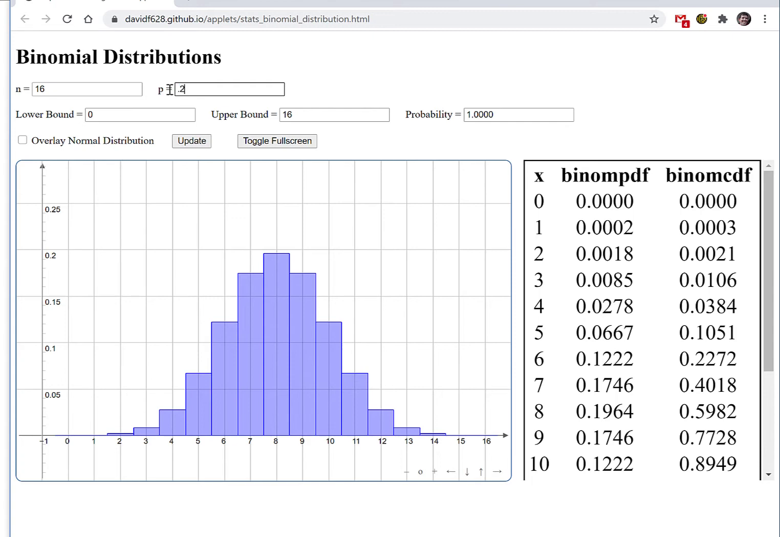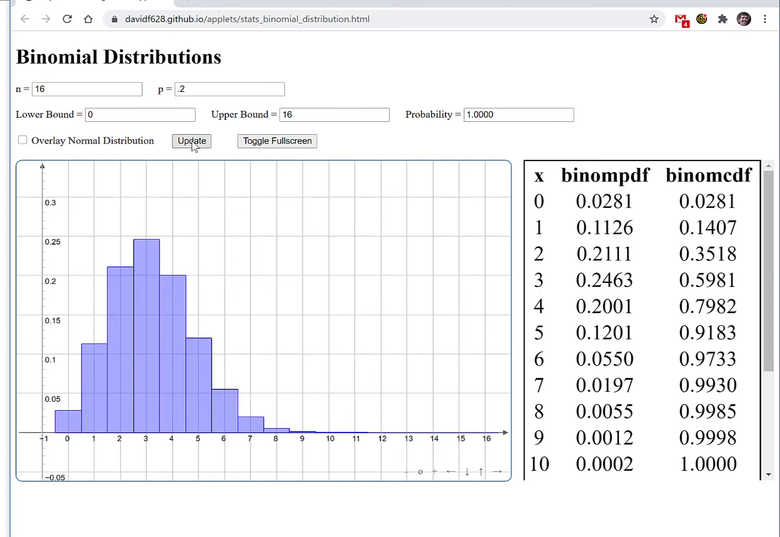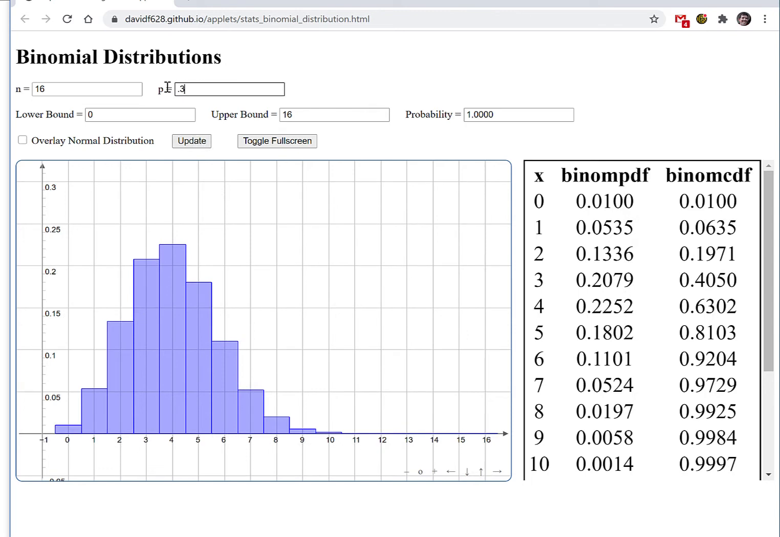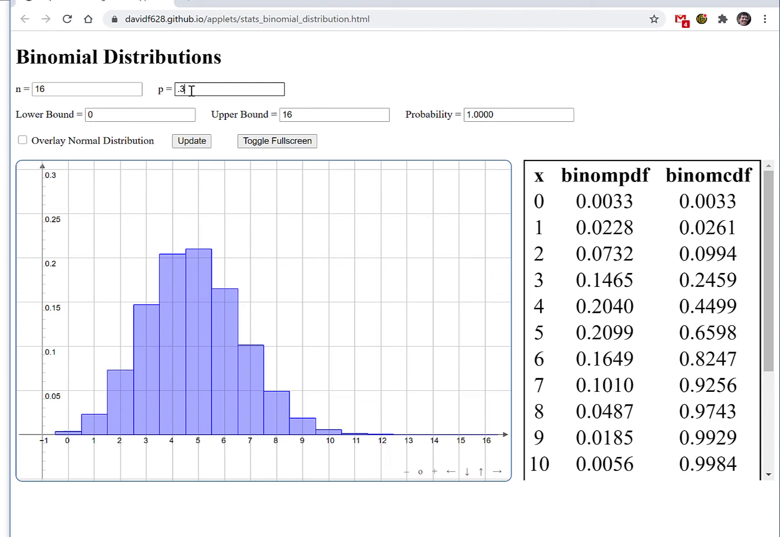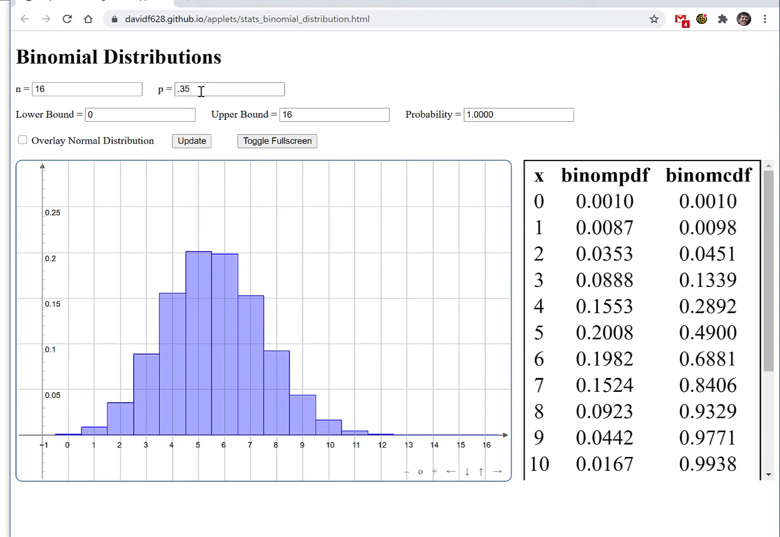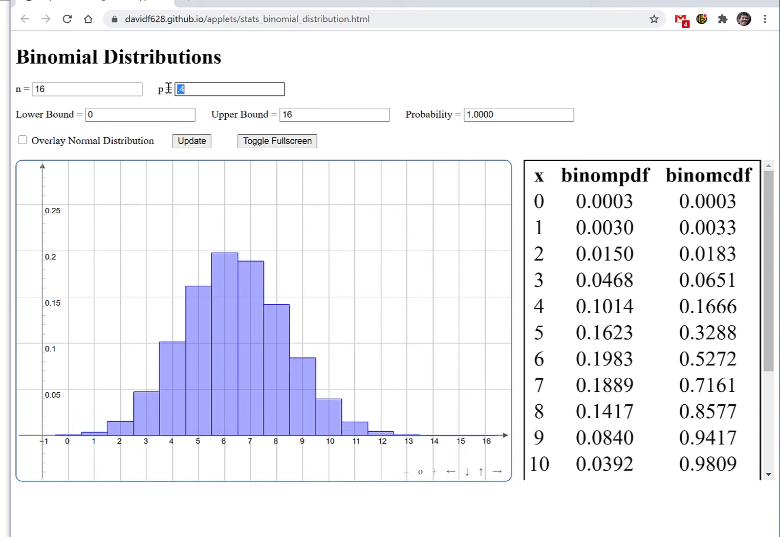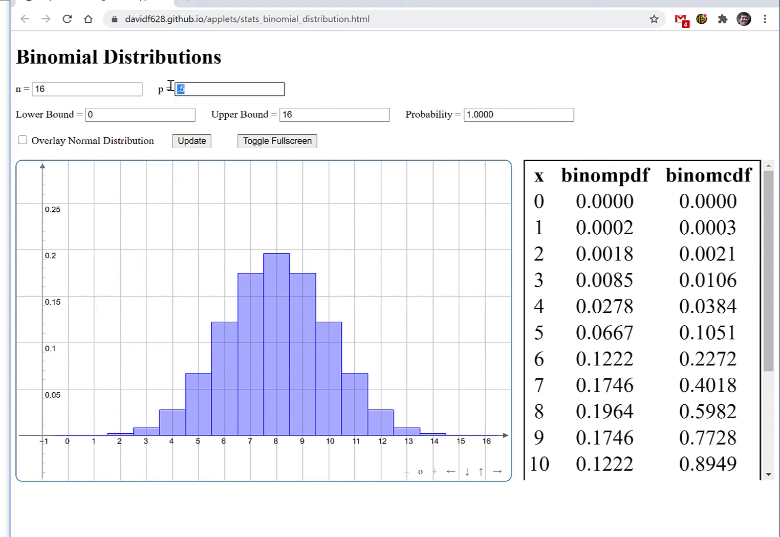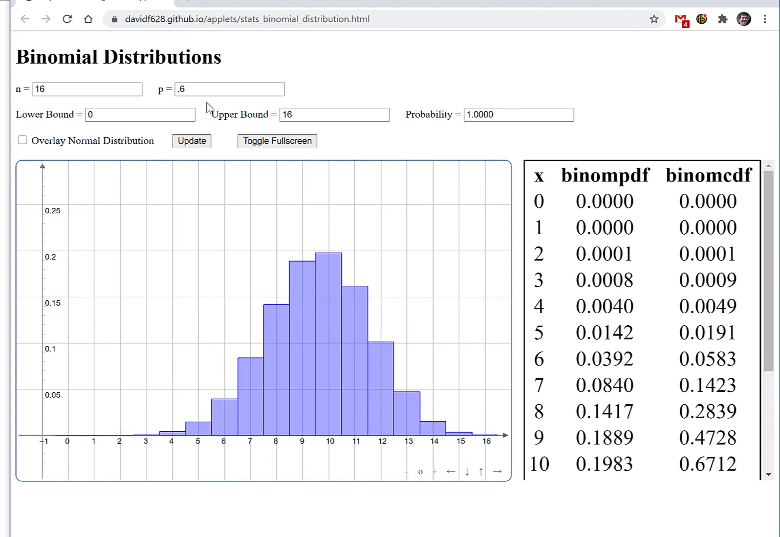But if I decrease the value of p, it starts shifting to the left. If I gradually increase the value of p, the distribution starts to shift back toward the center, up to the point where I get back into the center. Okay? And if I go larger than 0.5, then the distribution starts shifting over to the right.